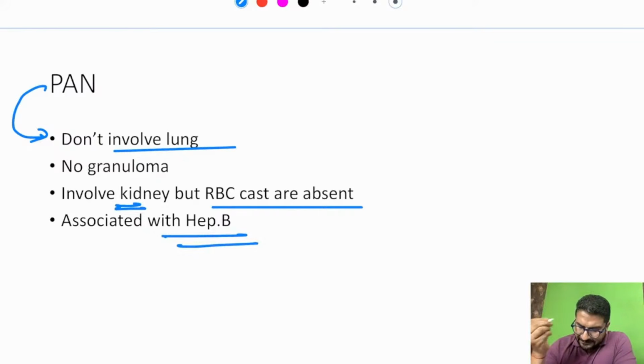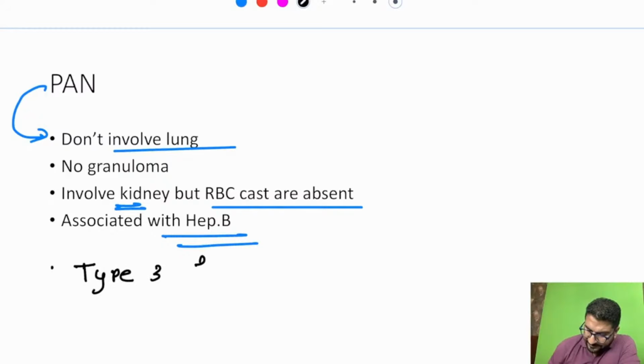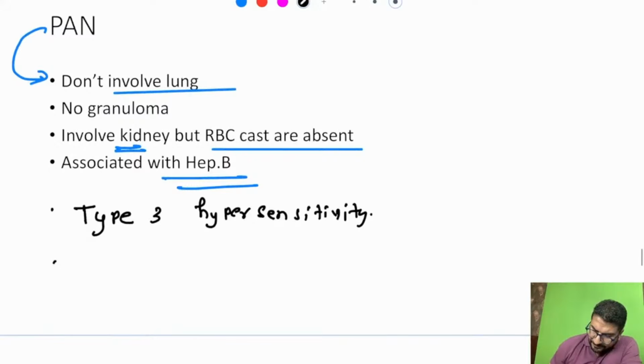Now in PAN, understand this thing. What MCQs do they generally ask you? From here they ask you pathology questions. So what pathology question do they ask you in the exam? First, they'll ask you PAN is which type of hypersensitivity. So it is a type 3 hypersensitivity. Now, type 3 hypersensitivity, so what will be found in it? Type 1 is called anaphylactic, type 2 is called cytotoxic, type 3 is immune complex. So here you will find immune complex.